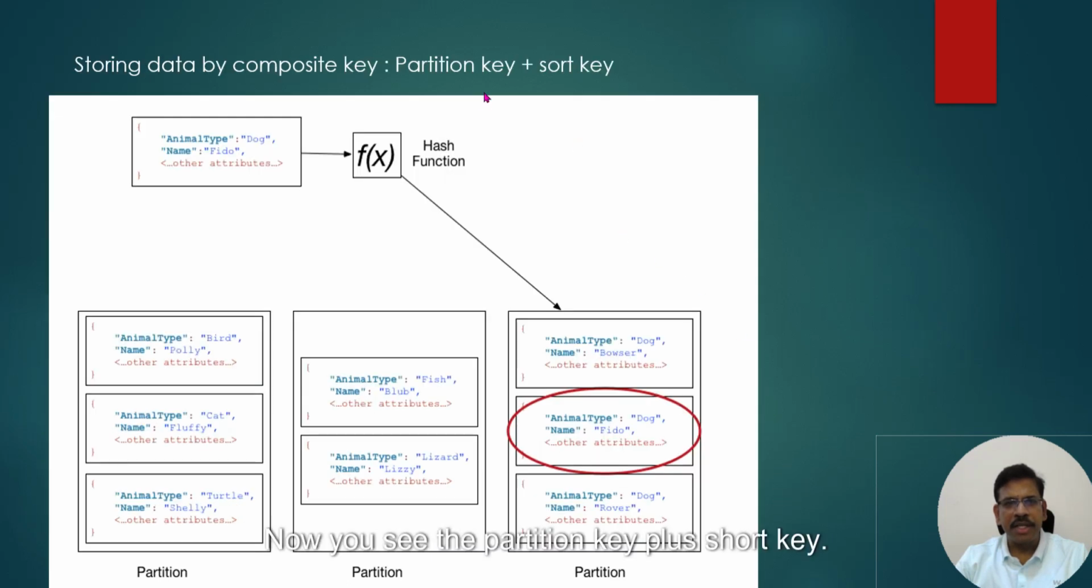Now you see the partition key plus sort key. This is a typical example. You have animal type, still a partition key which is hash type, and name is a sort key, which is the range type. The hash will be created to find out the particular partition where it will be stored. The same partition can contain multiple items. Animal type dog is a highly distributed partition key, but along with the sort key they are unique. Animal type dog, name Fido, this document is a unique document. So with the combination of partition key plus sort key, the data is unique.